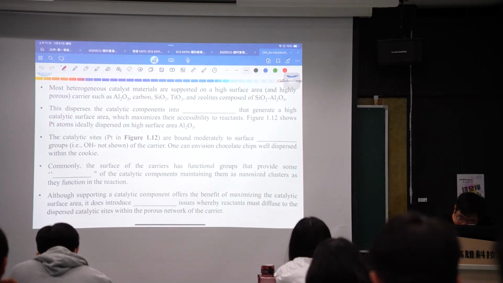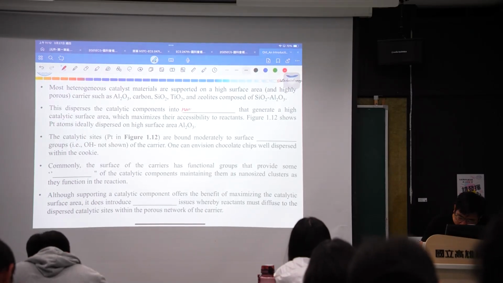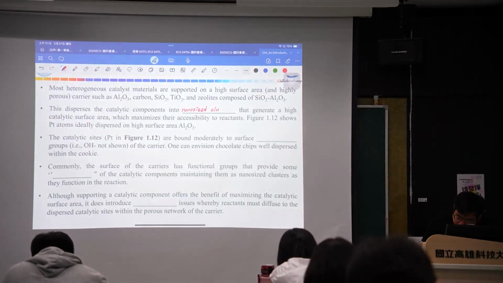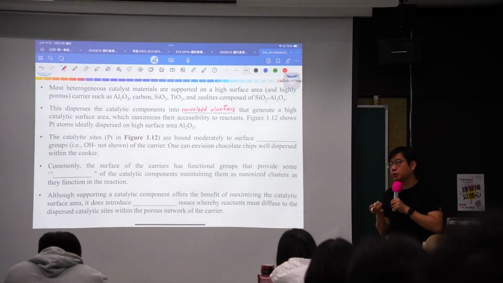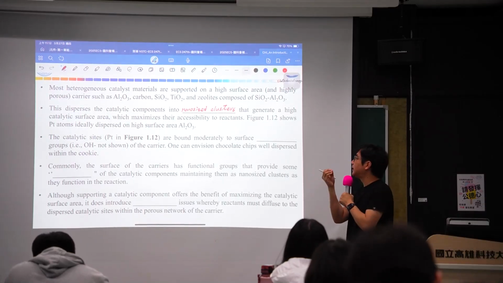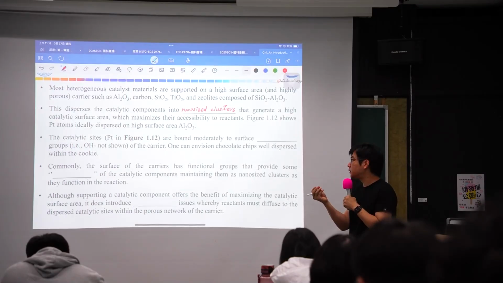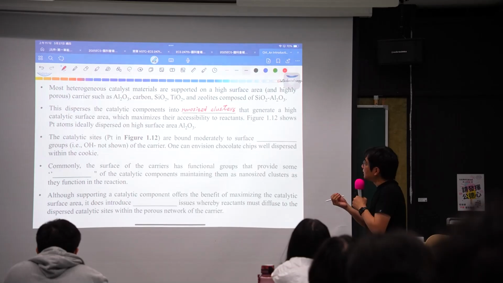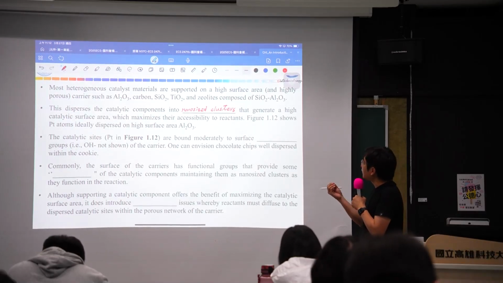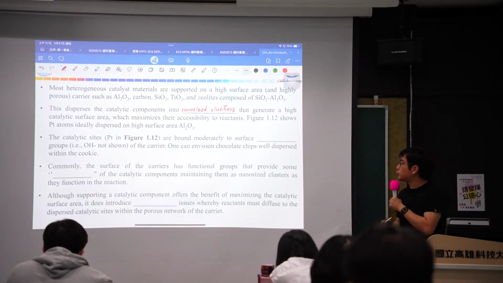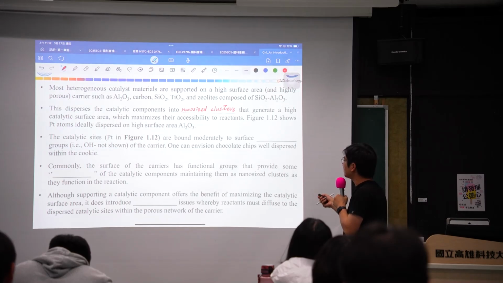Nano-sized cluster. Cluster 是小传数，跟 nanoparticle 不一样 ，nanoparticle 是金属粒子 ，cluster 是比较 general 的称呼，叫 cluster 传数。OK, nano-sized cluster. The nano-sized cluster can generate a high catalytic surface area, which maximizes their accessibility to reactants.